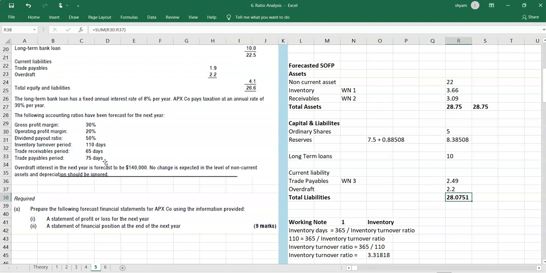Okay, so it seems the company has borrowed more overdraft. Okay, overdraft, they have borrowed a little bit more. So this has to be the only balancing figure. See, because all the other numbers are pretty much the same. So we can say that the balancing figure is this number. Okay, so how do we balance it?